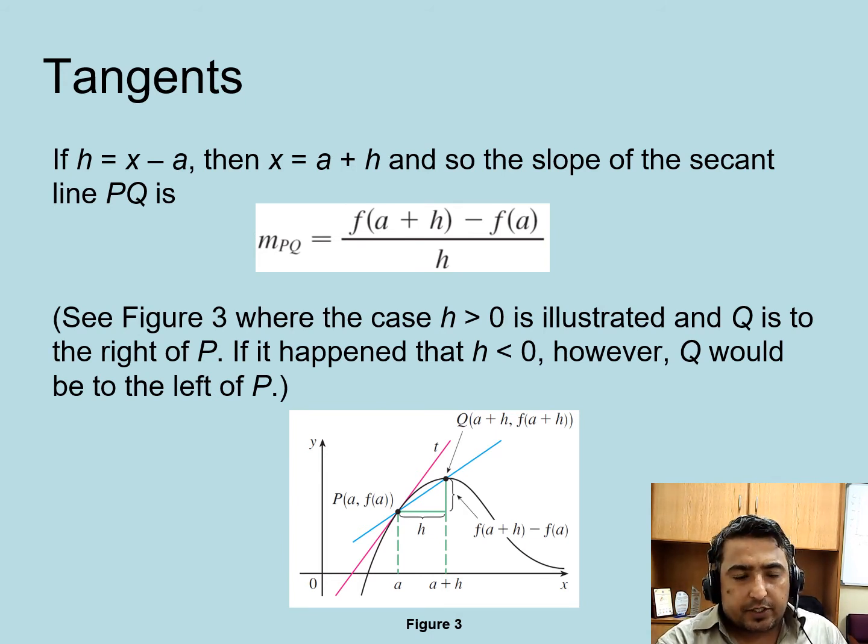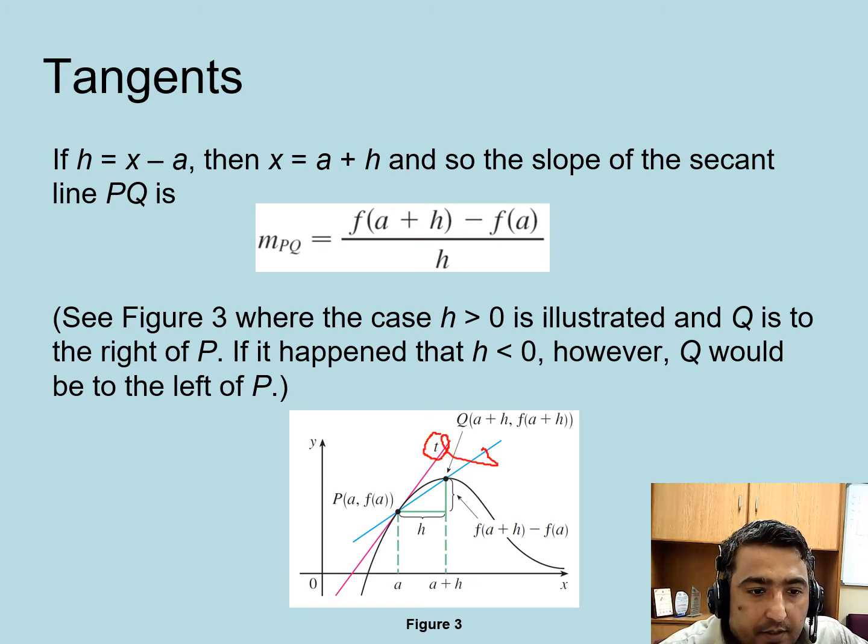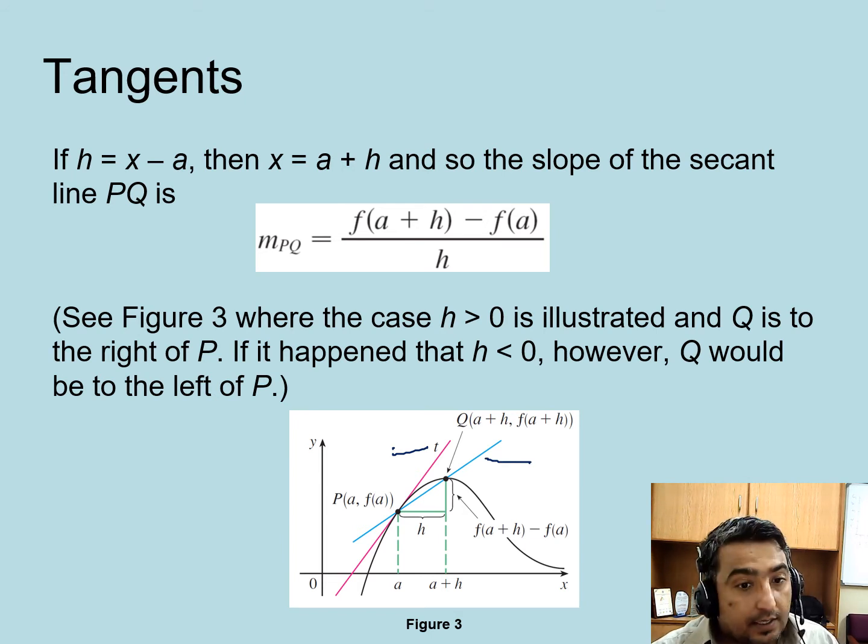Similarly, in this, where we started, the slope of the secant line PQ is the slope of the tangent, right? So look, now this is point P where we want to find the tangent. Now this is the tangent. This purple line is the tangent. This line is a secant line.